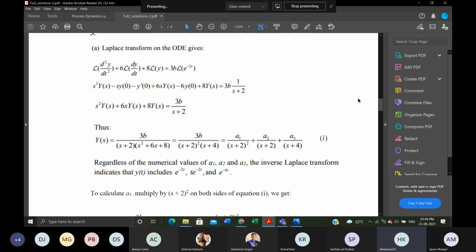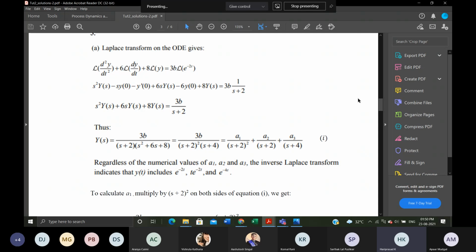Okay, so now what have you assumed here? The 3b by s plus 2 whole square is now decomposable into three components. Why is there a three component? I hope you recall your partial fractions, which you most likely would have used in your MTL courses. So if there is a power, for s plus 1 by s plus 2 whole square, when you are making a partial fraction, the various components that it would have are a by s plus 2 and a by s plus 2 square.